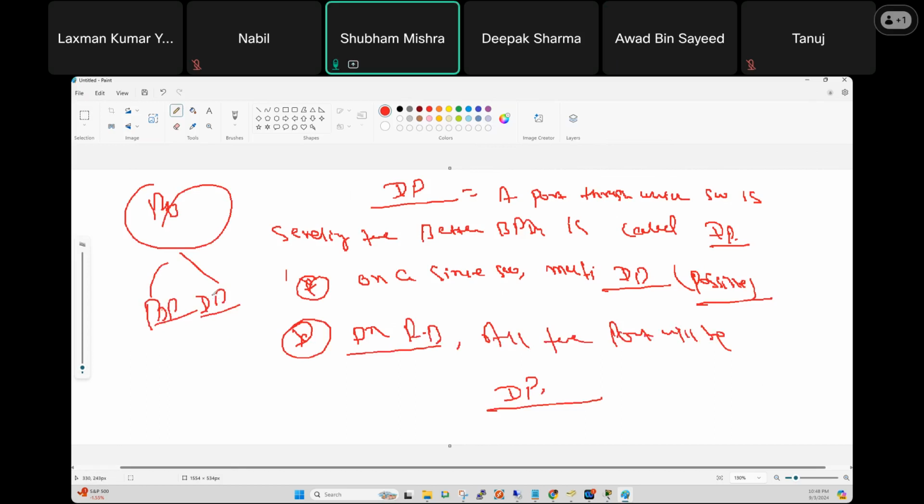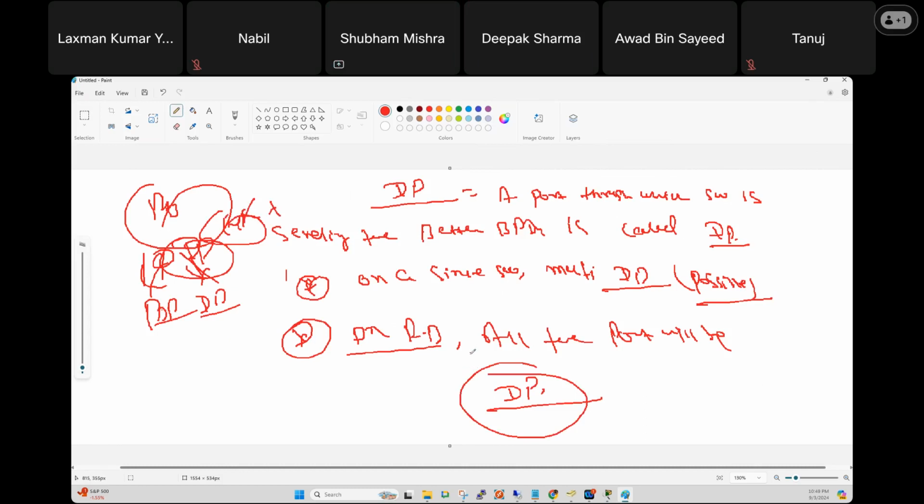Root bridge is sending the BPDU through all interfaces. It means all the interfaces will be in sending mode. And if it is in sending mode, it means this is the DP, not RP. RP means it is receiving mode. But root bridge is not receiving the BPDU. It is sending the BPDU. That's the reason all the ports of root bridge are designated ports, DP ports. Clear, everyone?